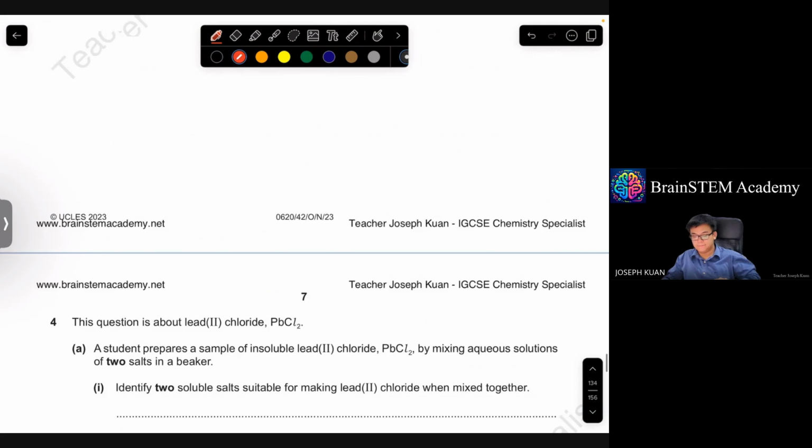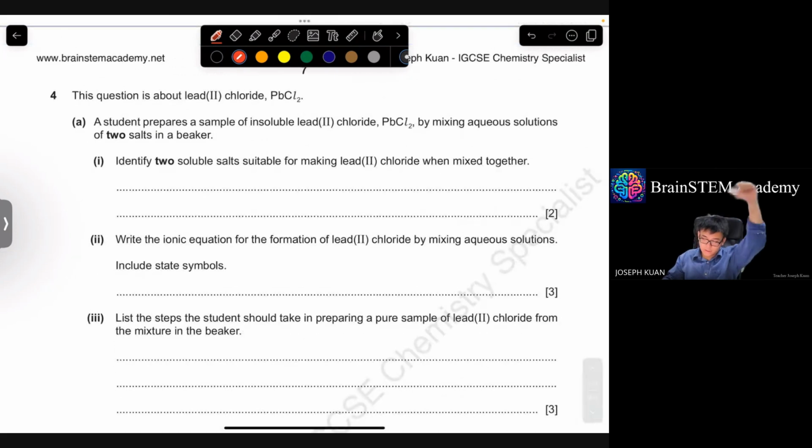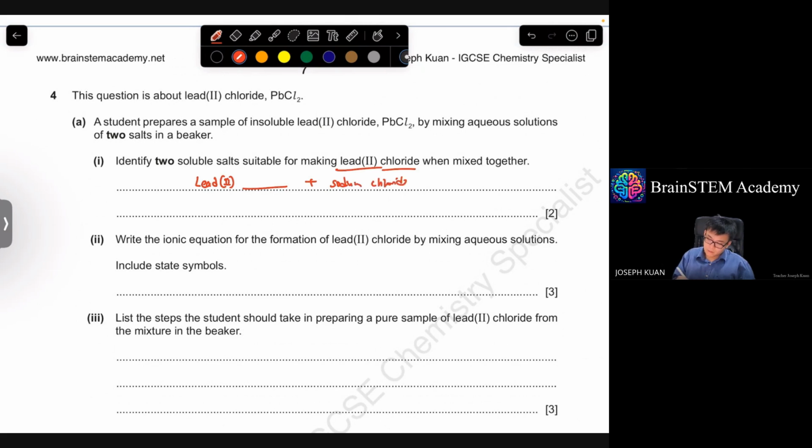Okay, next. This question is about lead-2 chloride. A student prepares a sample of insoluble lead-2 chloride by mixing aqueous solutions of two salts in a beaker. Identify the two soluble salts suitable for making lead-2 chloride when mixed together. So you want to make lead-2 chloride, you need something that carries lead, you need something that carries chloride. You can use, well, sodium chloride, and you can use lead-2 nitrate.